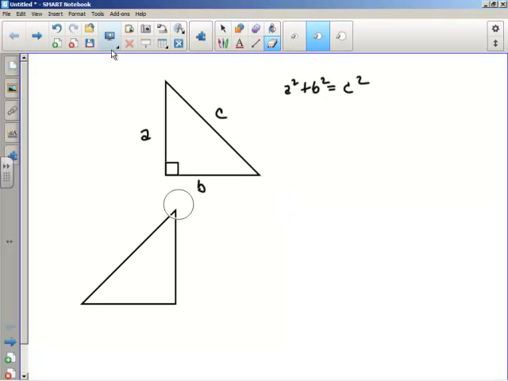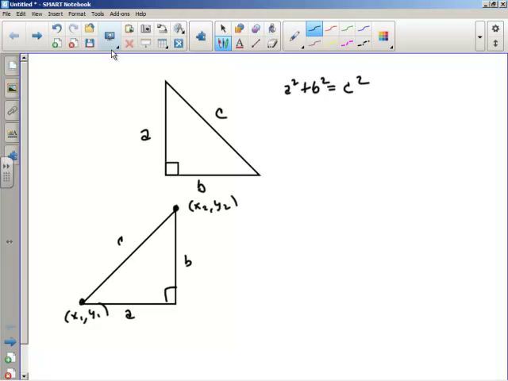If I have 2 points in the plane, that'll be my second point to the right and above. It doesn't have to be to the right and above, but this makes it nice. Got 2 points, x1, y1, and x2, y2. Well, they happen to be the vertices of a nice right triangle. I can call this A, and I can call this B, and this C.